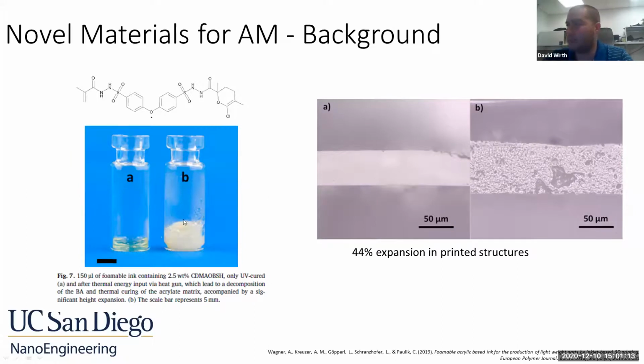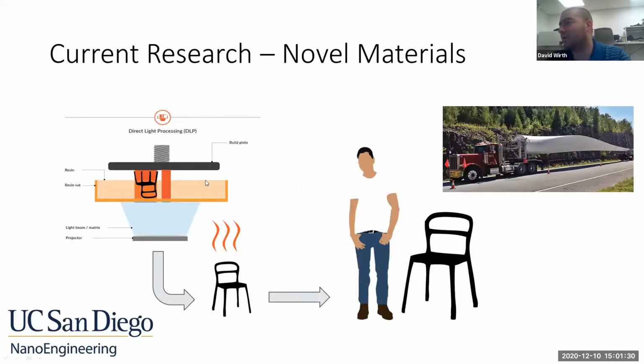People have made photopolymers and blowing agents such that you can put the two together, cure it lightly, and then expand it, and then cure it fully. And there was one paper that got 44% expansion. And we want to do something a little bit cooler, right? So we had the idea of what if we could print a chair and then heat it up and then actually sit on it. So that would be cool.